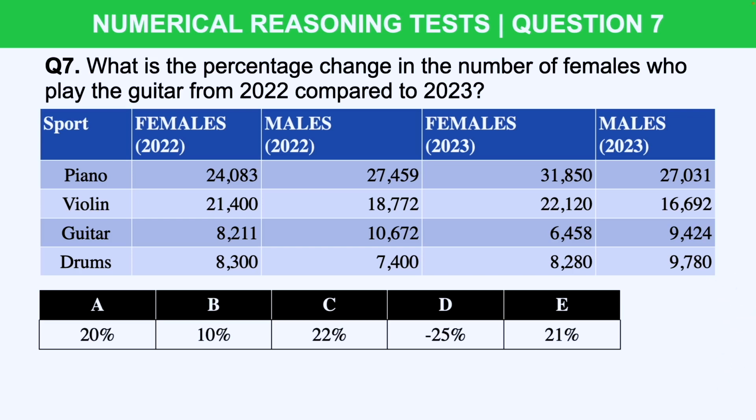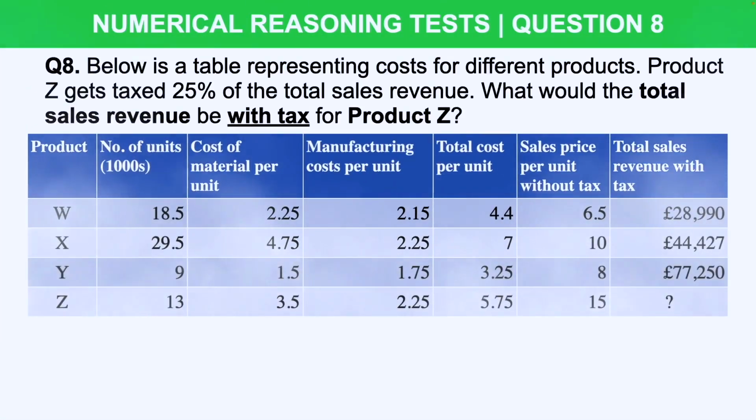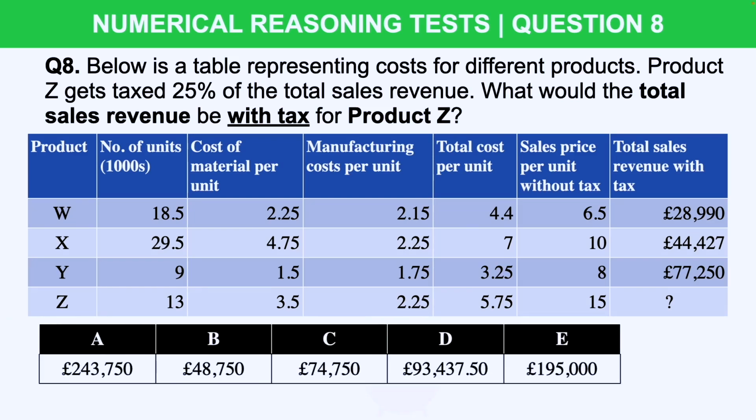Okay, great. Let's try another question type. So question number 8 is this. Below is a table representing costs for different products. Product Z gets taxed 25% of the total sales revenue. What would the total sales revenue be with tax for product Z? So here are your answer options. Again, you have 30 seconds on the timer starting now.